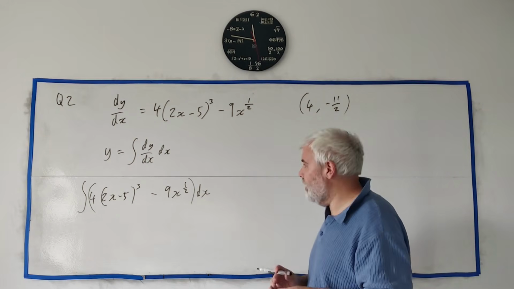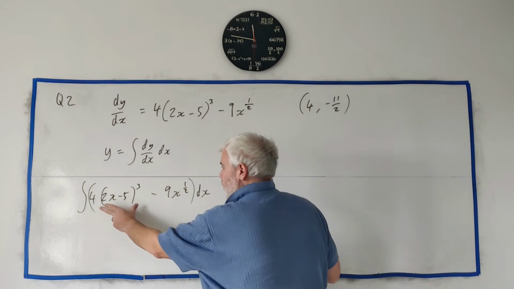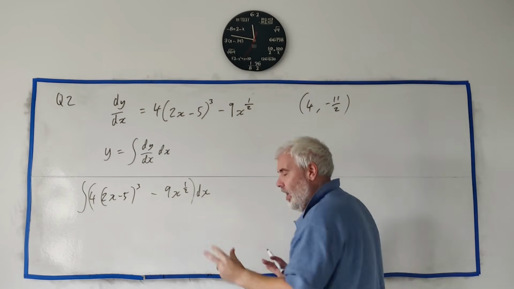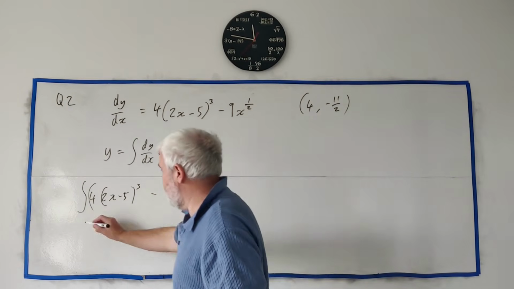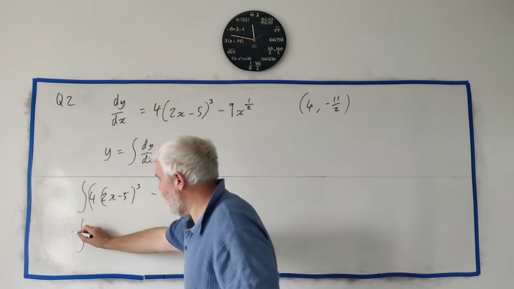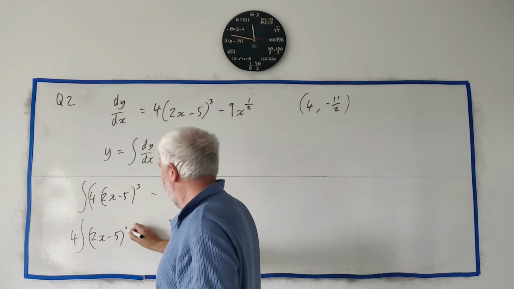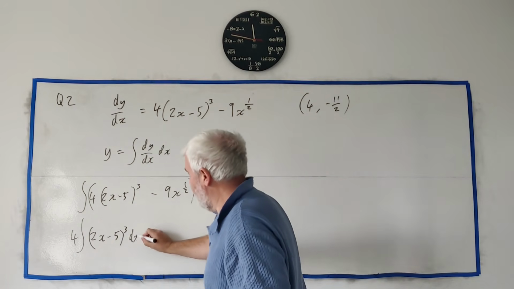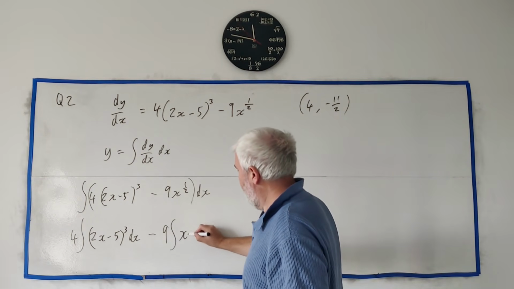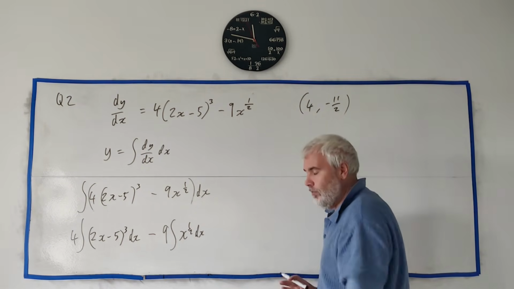Integration is not too bad in some respects. We can do terms separately. So we have 2 terms here. We can do the first one, then the second one. Second one's not actually too bad. So let me first of all split this up. Also the 4 here, that's a constant. It can come outside. 4 times the integral of 2x minus 5 to the power of 3 with respect to x. Take away, we'll leave the 9 outside, the integral of x to the power of a half with respect to x. This again isn't too difficult at all.